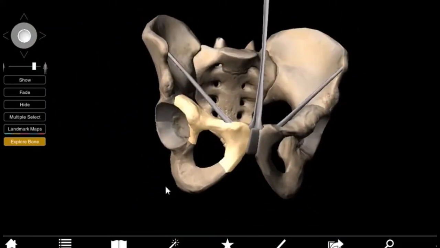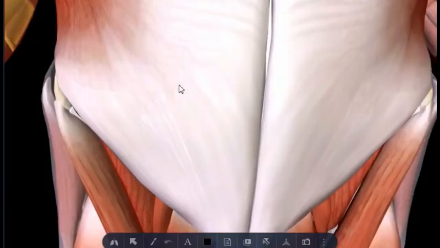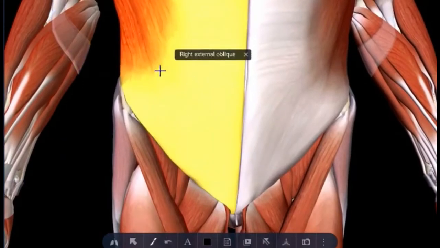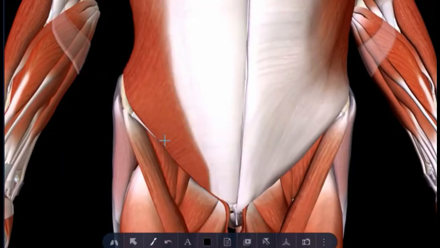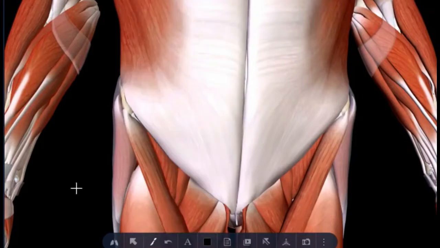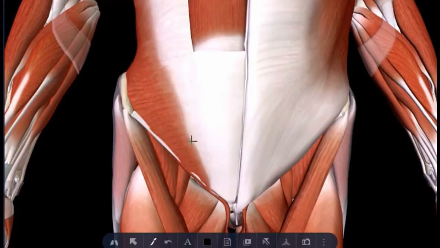Muscles in this area: we have three flat muscles on the anterolateral abdominal wall. Very important here. The outermost muscle is the external oblique. Deep to the external oblique we have the internal oblique. Then the transversus abdominis. Again, we have three flat muscles here: external oblique, internal oblique, and when we remove this, transversus abdominis.